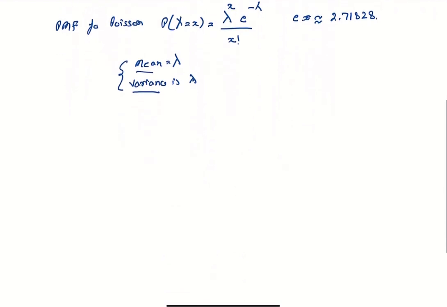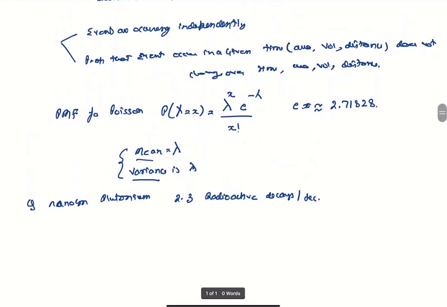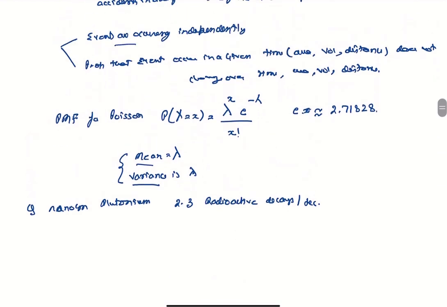So let's do an example. 1 nanogram of plutonium will have an average of 2.3 radioactive decays per second, and the number of decays will follow a Poisson distribution, because two things hold: they are occurring independently and they are not changing over time.